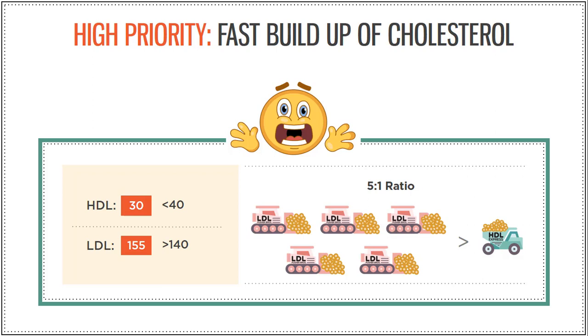Now let's look at a really bad cholesterol panel. The HDL has dropped into a danger zone. Anything less than 40 is a very high risk range. At the same time, the LDL has climbed above 140, which is again a high risk range. When this happens, the ratio has increased pretty dramatically, such that we now see 5 LDL earth movers to every HDL dump truck. There's absolutely no way that the HDL is keeping up here, and consequently the cholesterol is building up at a rapid pace.